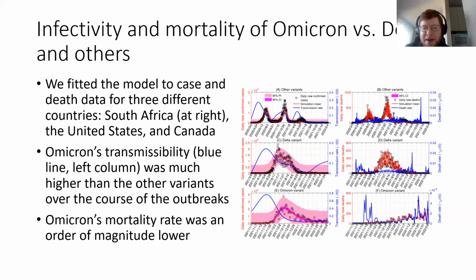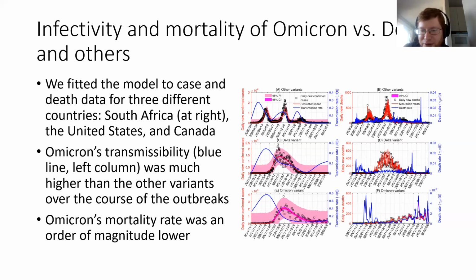So what are we looking at here? In the left-hand column, we can see the cases and the transmission rate, whereas in the right-hand column, we can see the deaths and the mortality rate. And note also the difference in axes, especially when it comes to Omicron. Because if you look at the transmission rate for Omicron, it was significantly higher than the other variants, as you can see from the really cool cubic splines that we added.